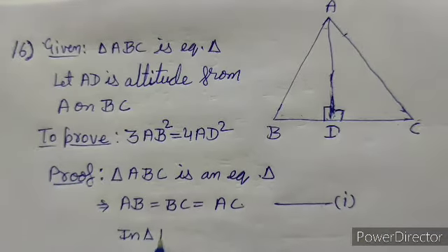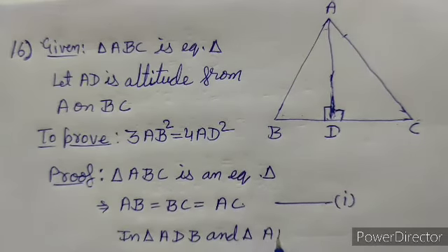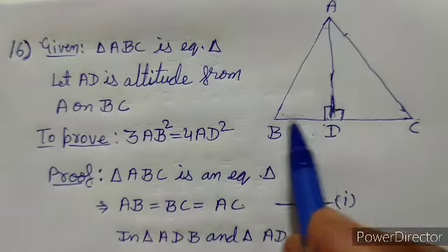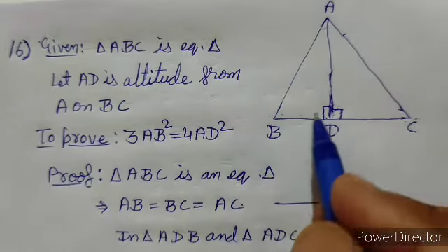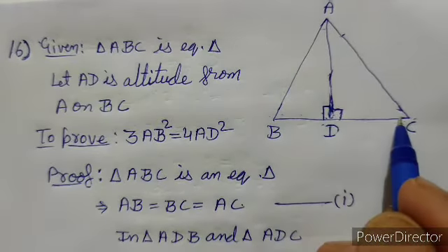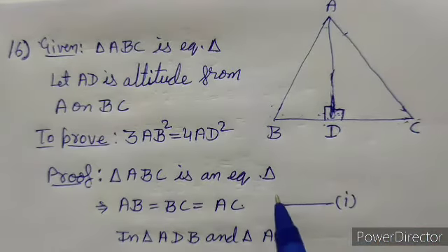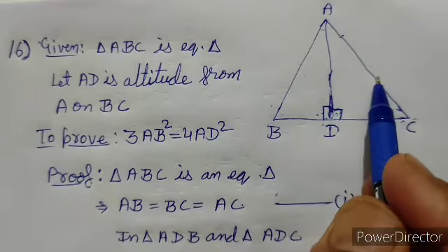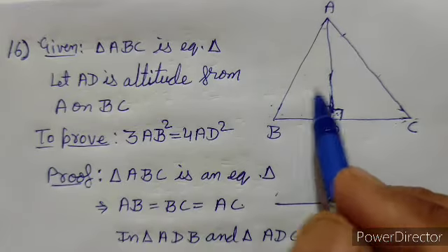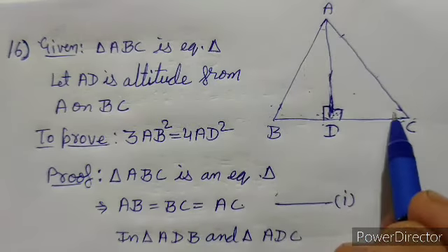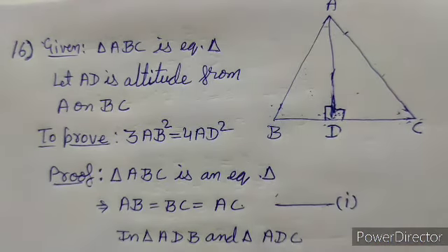Now in triangle ADB and triangle ADC, the triangles ADB and ADC will be congruent, as angle ADB is equal to angle ADC, and that is equal to 90 degrees. AB is equal to AC from the first equation, as these are the sides of the equilateral triangle, and AD is equal to AD, that is the common side. So we can say that these two triangles ADB and ADC are congruent by the RHS rule of congruence.